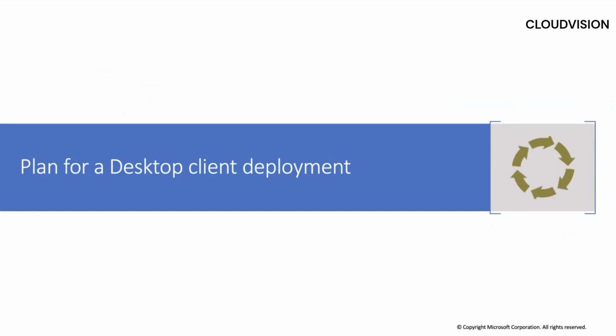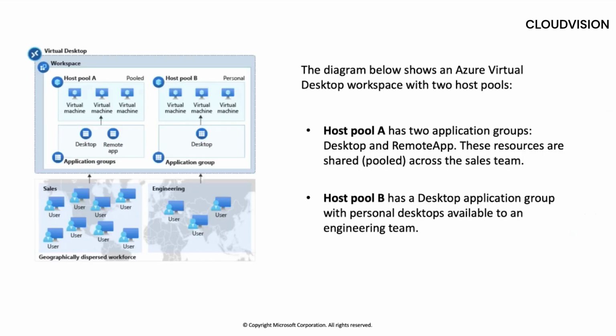Same way, if I'm talking about desktop client deployments, how many pools do you have? In this example, they are using two different pools, pool A and pool B, and probably in one case you're using pooled, in another one you're using personal. So two different approaches depending on the different departments. Maybe sales and engineering or frontline workers, anything it can be.